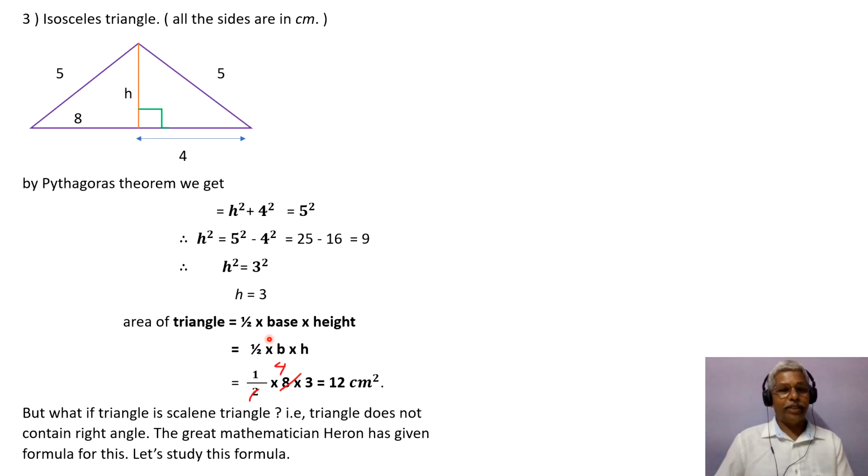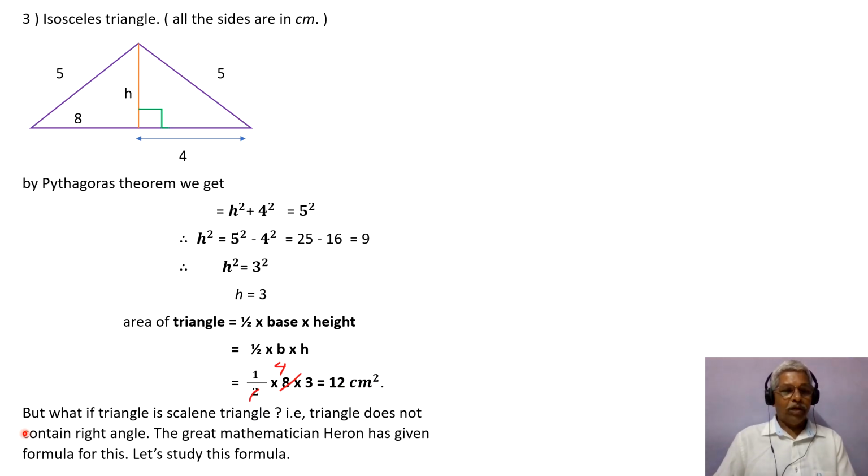So area of triangle is equal to half base into height. So it equals half b into h. You can write only this much. Don't waste time in writing the whole thing. So this equals 1 upon 2 into 8, 8 is base, into 3. So this goes, 4 remains, and 4 into 3 is 12 centimeters square.